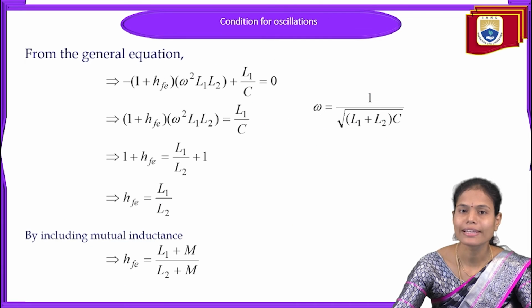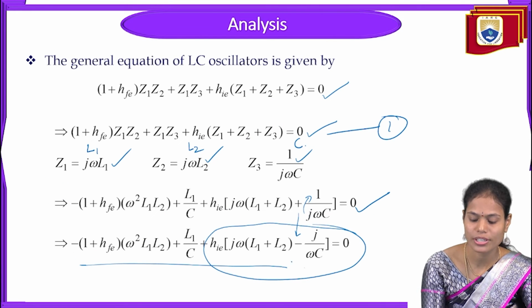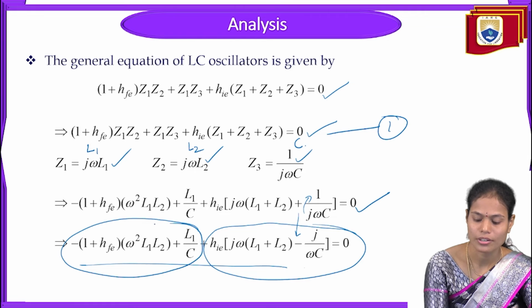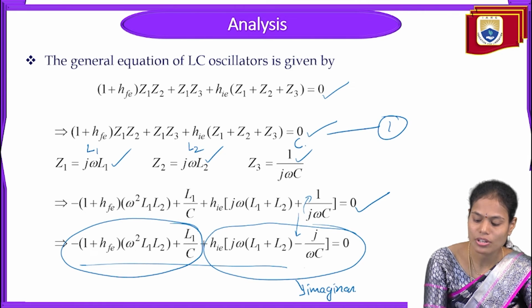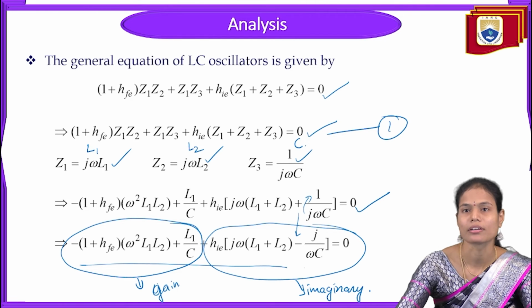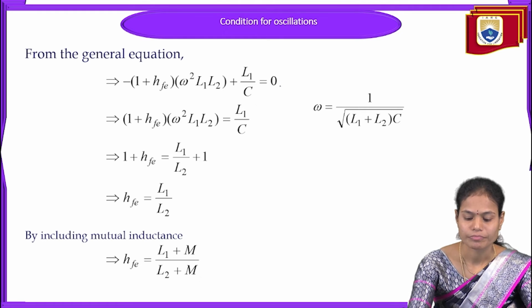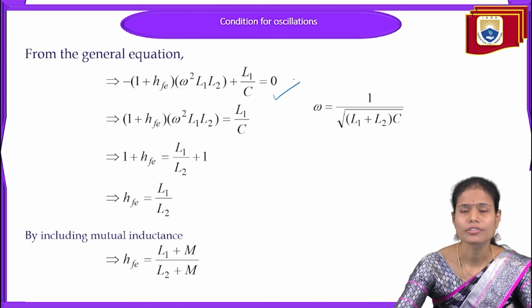And to find the gain, again I am taking the real part of the general equation. This is the general equation; in this case I am taking the real part. This is the imaginary part, which we have utilized to find the frequency of oscillation, and this one we are utilizing to find the gain of the amplifier, that is, how much gain is required from that oscillator. This is the real term we are taking.